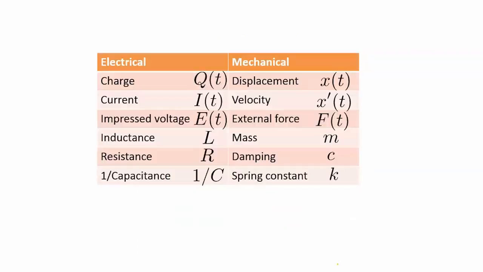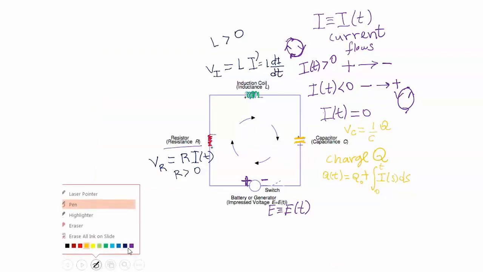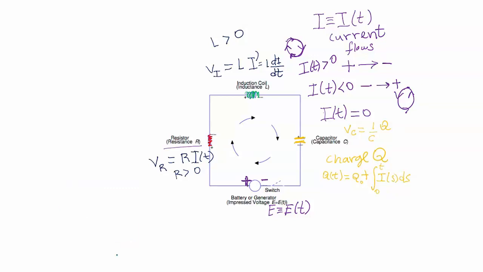Now, one of the things that we are going to do is make an analogy between the electrical circuit and mechanical vibrations. Here we can actually go back to where we have the circuit, and we can make a note about the following. Okay, there's something called Kirchhoff's law.